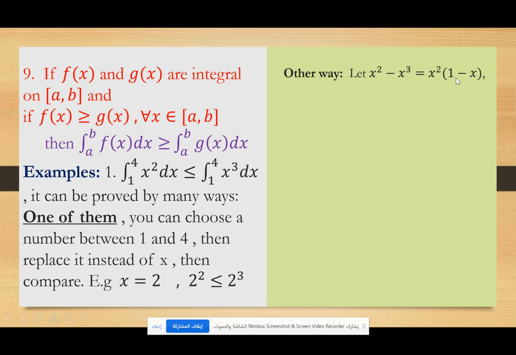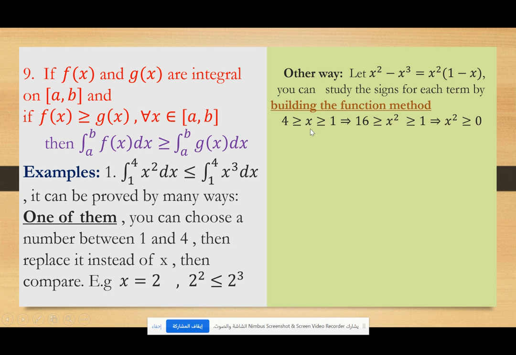But you can use now that way to study each sign, which we call the building the function method. That means I'm going to start by the given x and start to build it and then study its sign. Let's do it for the first function, where x is defined here from 1 to 4. This is my interval from 1 to 4. So x is between 1 and 4.